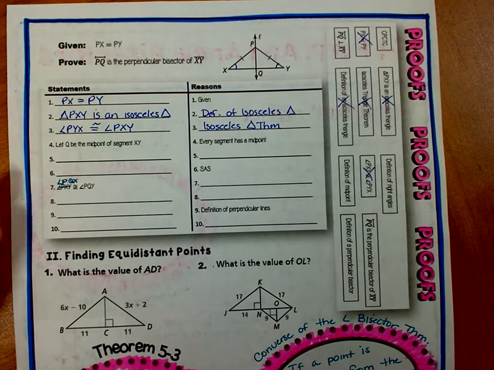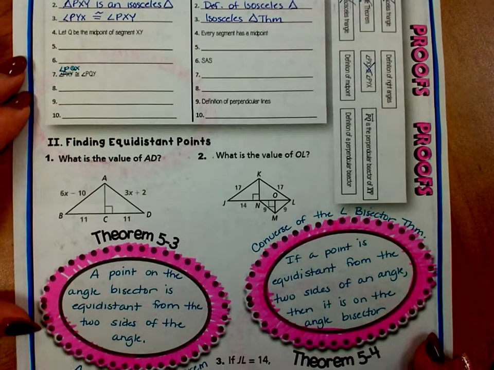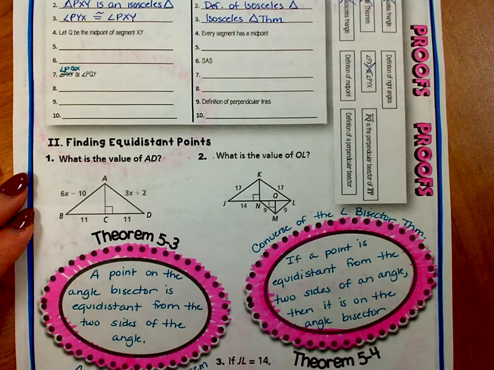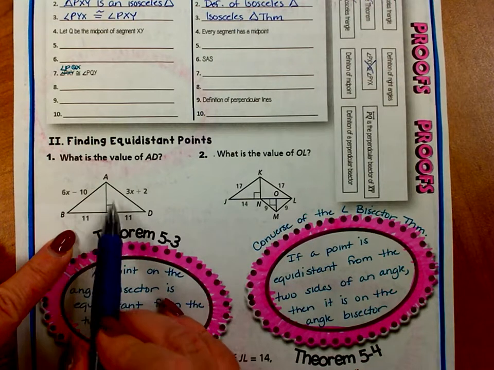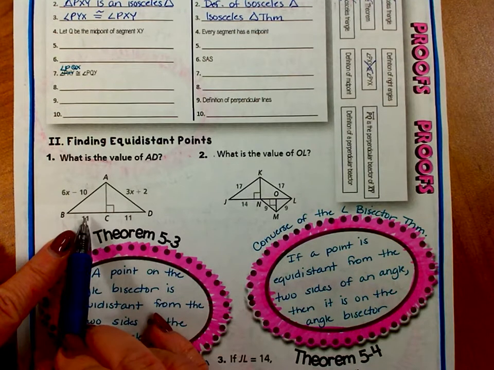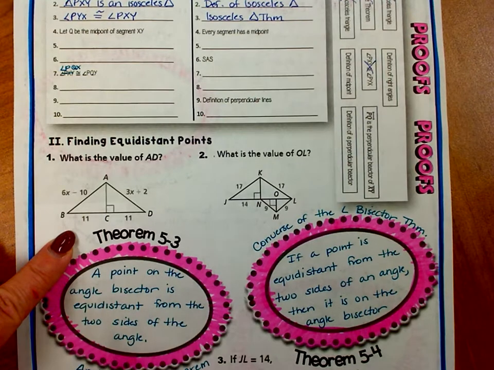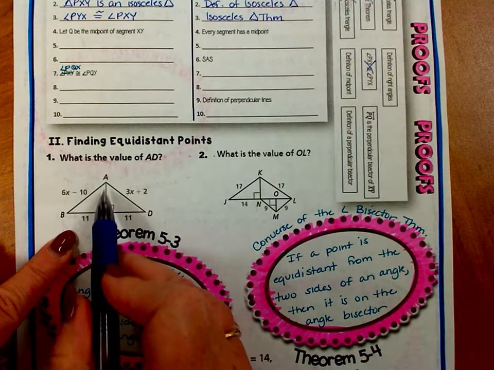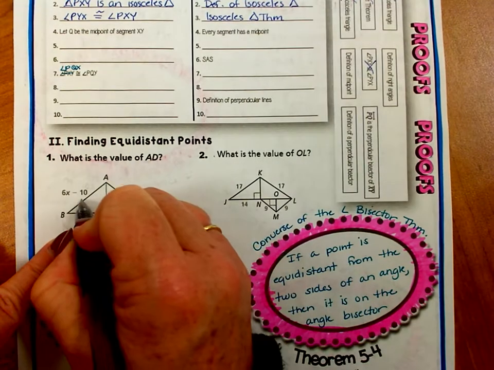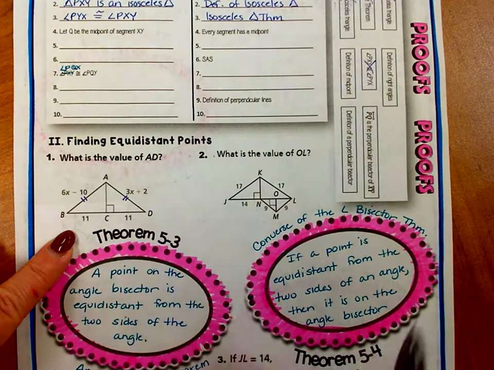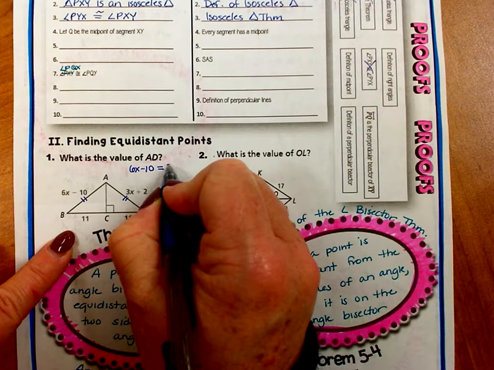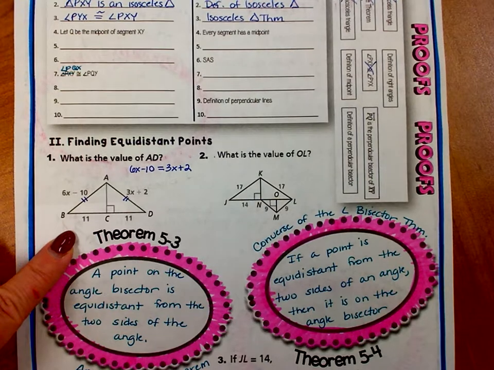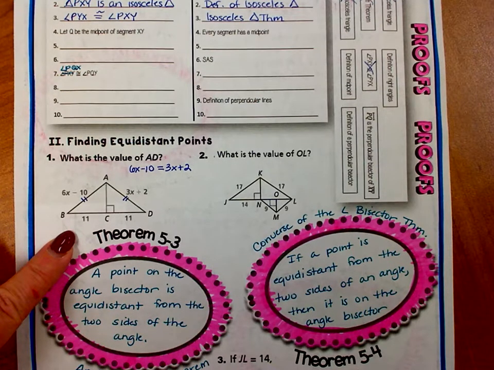All right, now time to solve some problems. Let's take a look at problem number 1. Okay, so what do we know about this triangle? We know that this line AC forms right angles and that BC and CD are congruent. That tells us that this is an angle bisector. If this is an angle bisector, then these two distances, AB and AD, are congruent. So we can set this up: 6x minus 10 is equal to 3x plus 2. From here it's algebra, so go ahead and solve that.